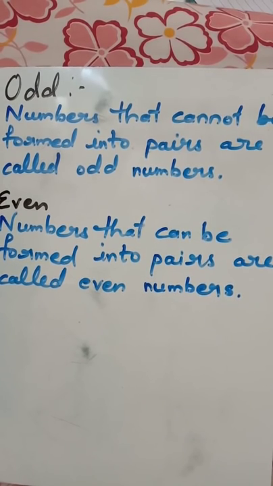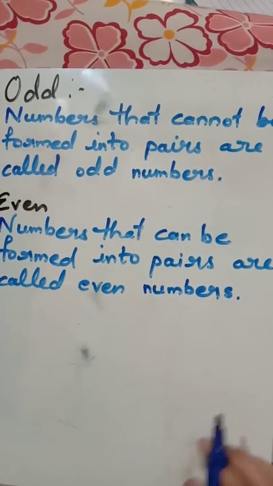And what are even numbers? Numbers that can be formed into pairs are called even numbers. Now what does it mean? Forming into pairs, cannot be formed into pairs, or can be formed into pairs. What does it mean?